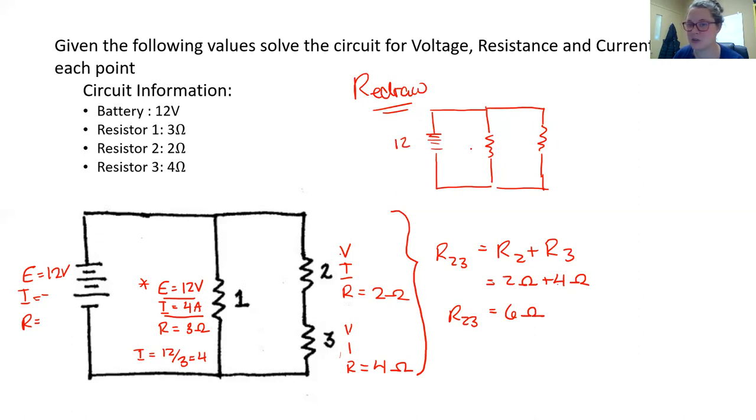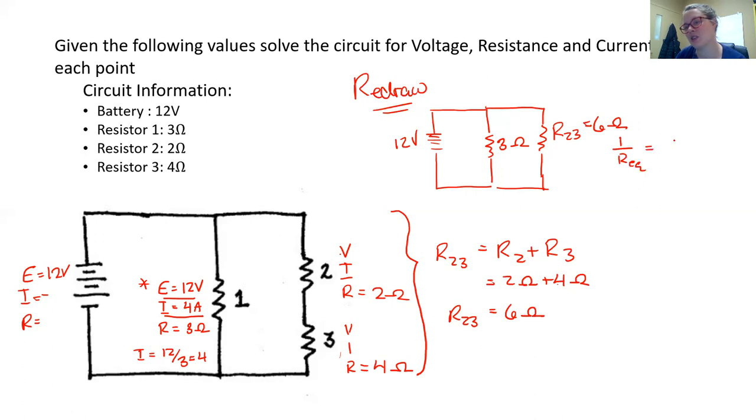We still would have 12 volts here. At this point, we know that we have 3 ohms, so we calculated that, and this would be R2, 3, which is equal to 6 ohms. Now you'll see these are just a parallel section. They're easy to add up. We know that already. It uses the ugly formula.